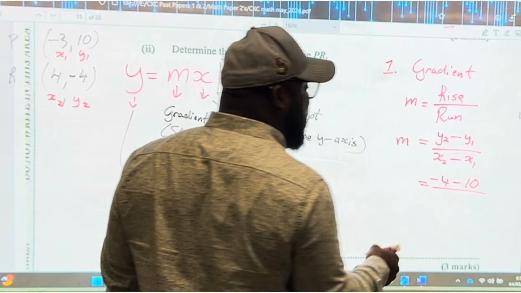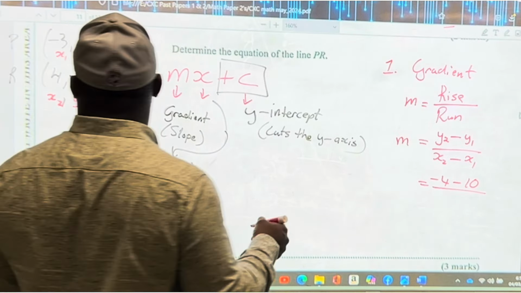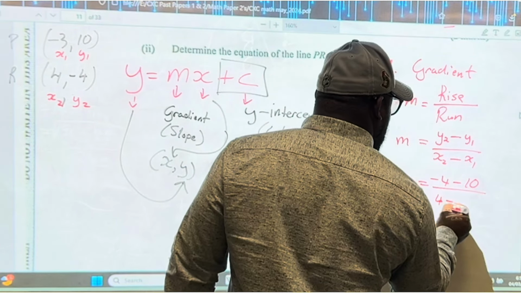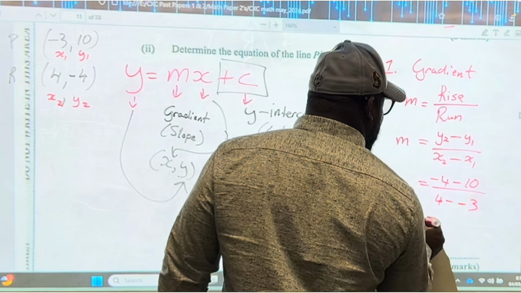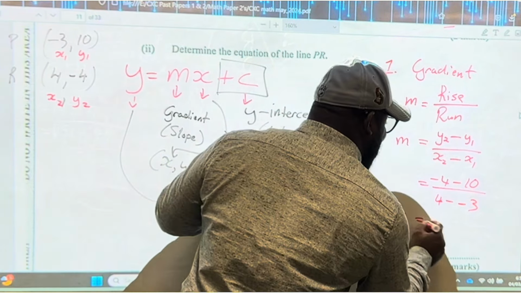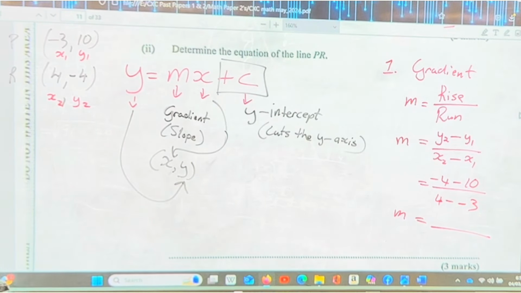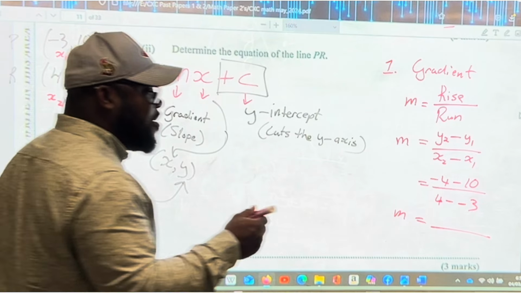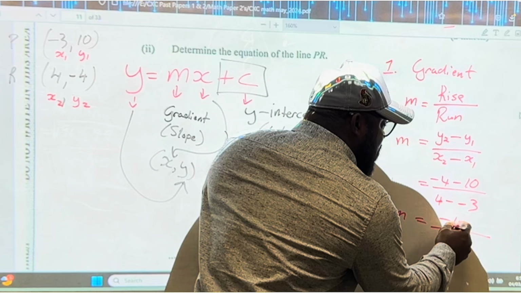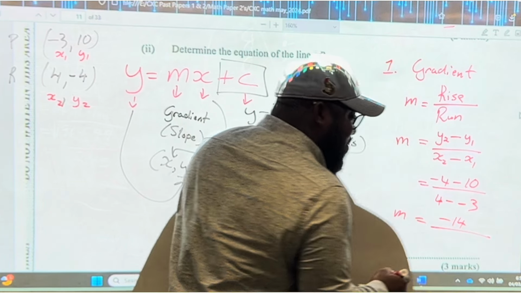X2 take away X1. 4 take away -3, my friend. That's 7, okay? And on top, -4 minus this, that's minus 14, sorry.